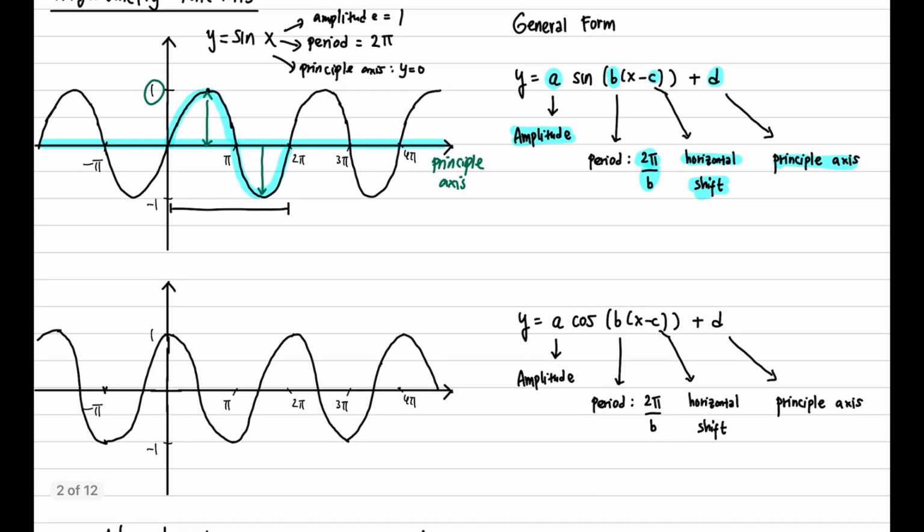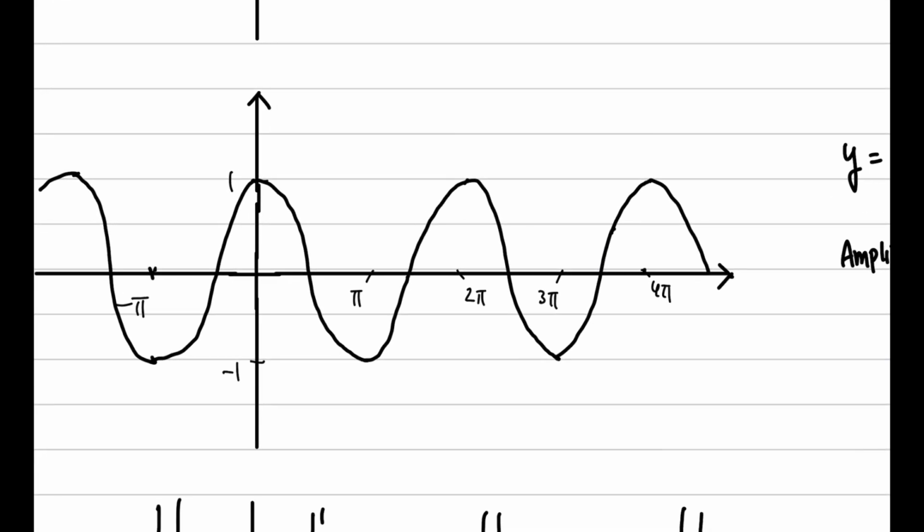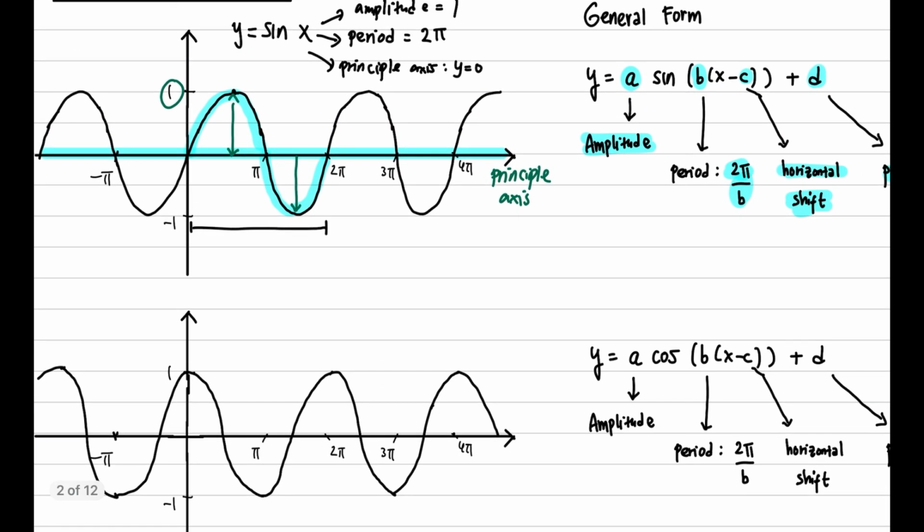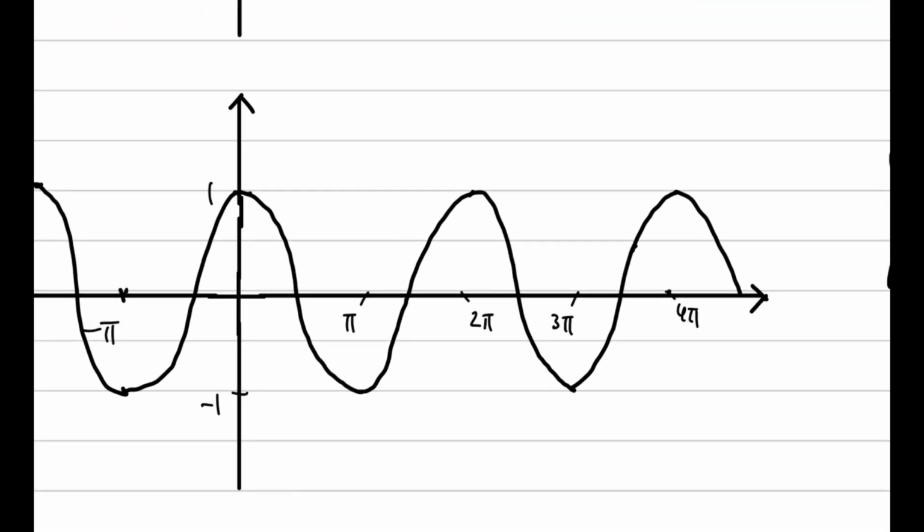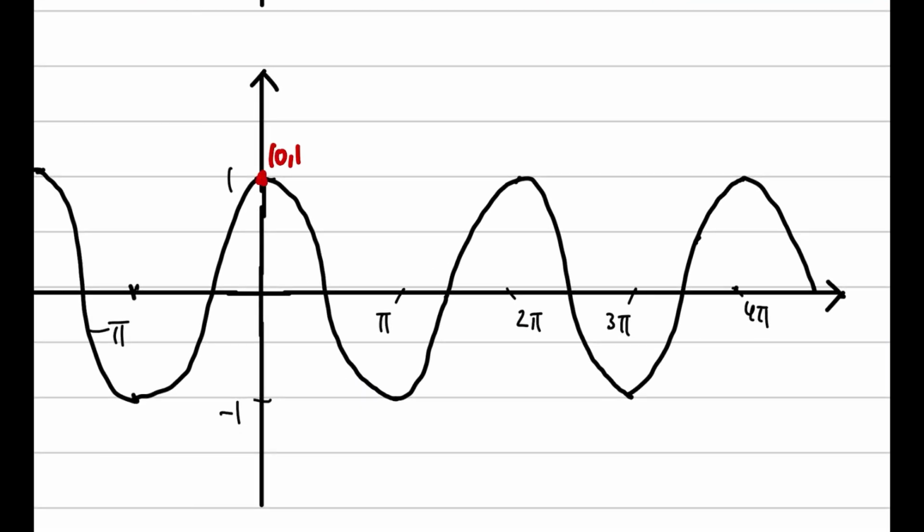Now guys, let's look at the second graph, which is y equals to cos x. For y equals to cos x, the graph is similar to sin x, but you have to pay attention that the starting point is different. For sin x, it starts from 0, 0. But for cos x, as you can see, it starts from 0, 1. It starts from the peak. So that means for y equals to cos x, it starts from 0, 1, or the peak.